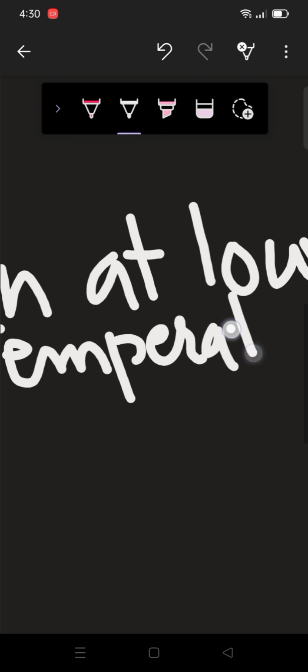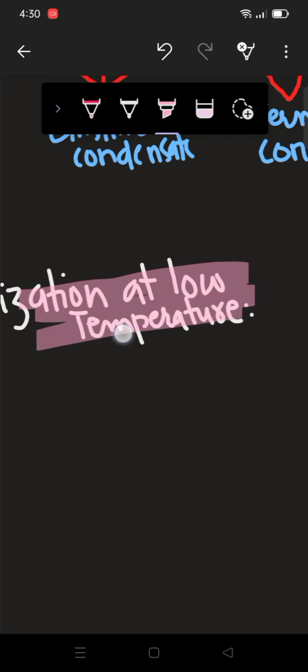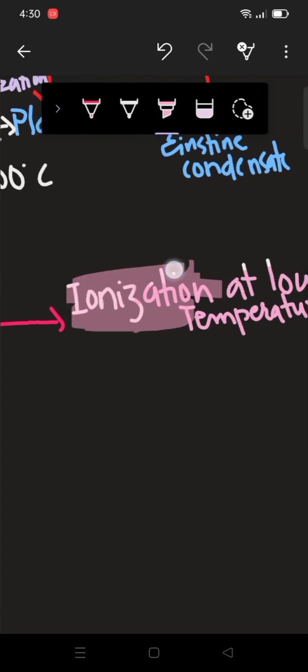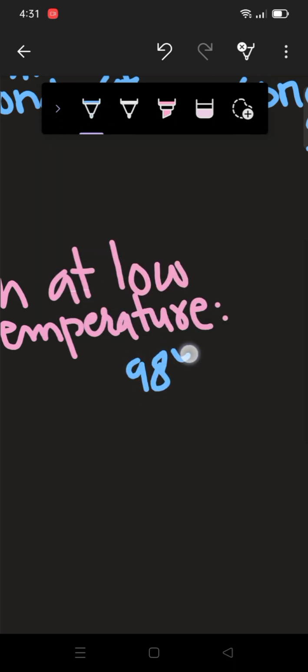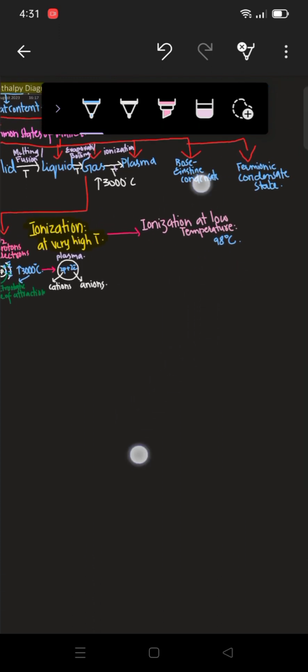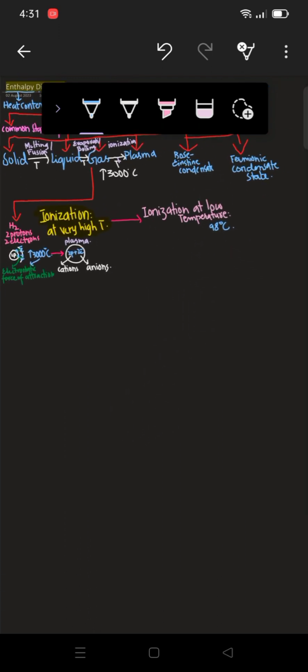Ionization at low temperature. Low temperature. What does this low temperature mean? Here we will be taking a temperature of basically 98 degrees centigrade. All right, we are taking a temperature in the 90s here in this ionization.